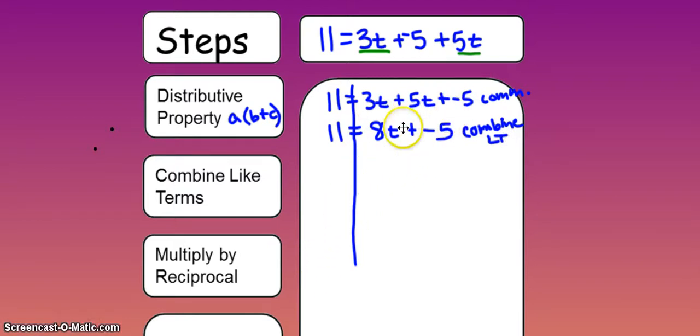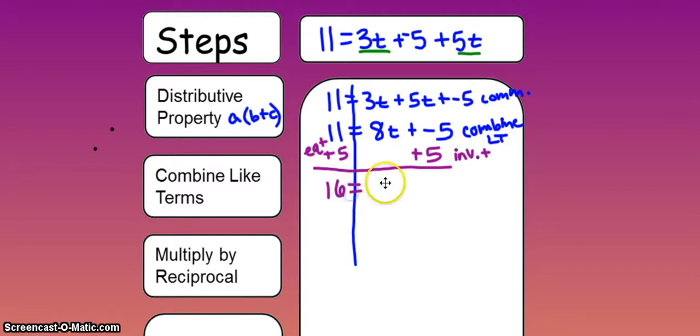So I want to get rid of this adding negative 5 first. That's farthest away from 8t. So I'm going to add a positive 5. That's inverse property of addition. Add 5 to our left side. That's our equality property of addition. 11 plus 5 is 16 equals 8 times t. Negative 5 plus 5 is just going to end up being 0. So this is our compute.